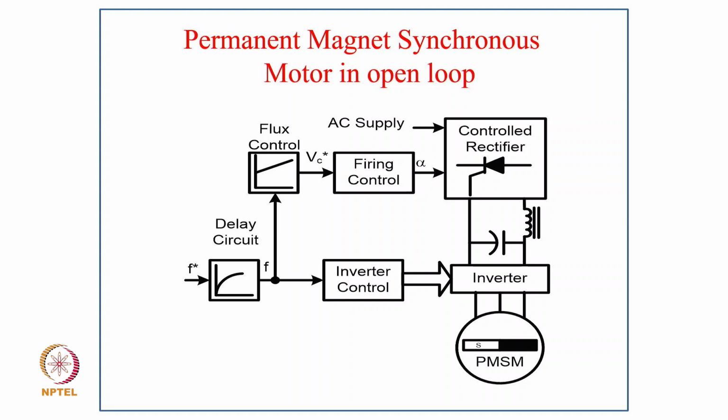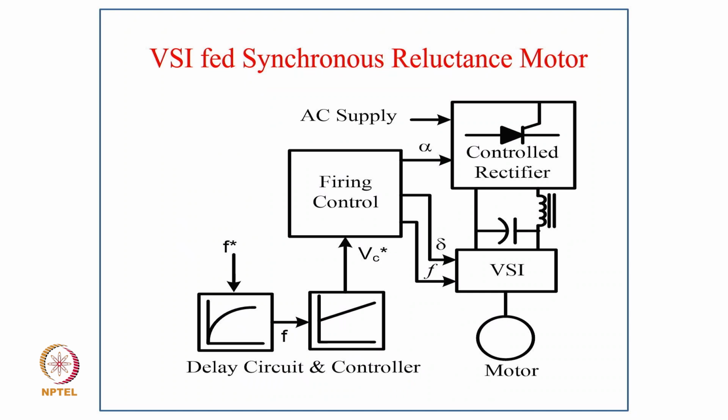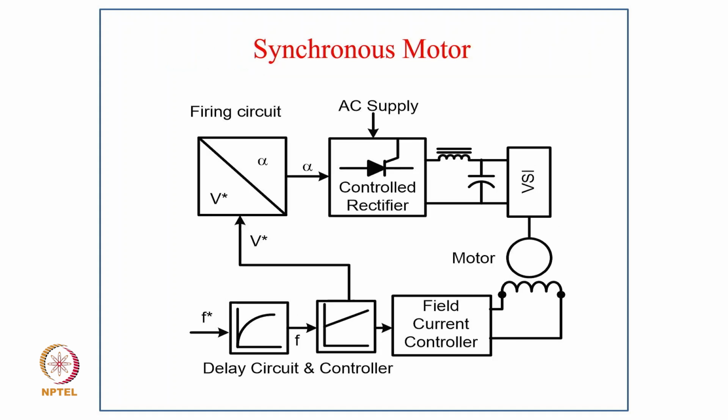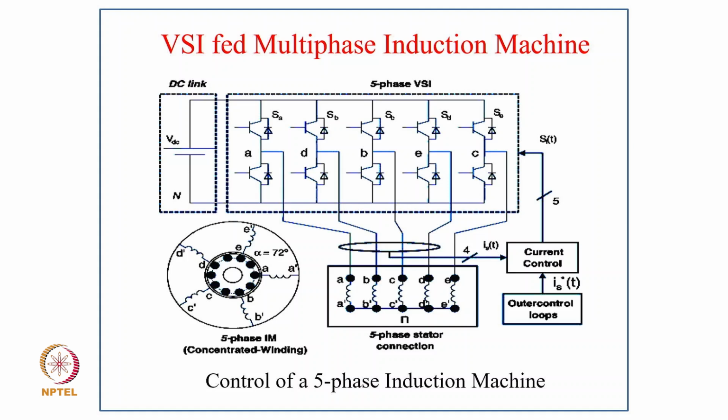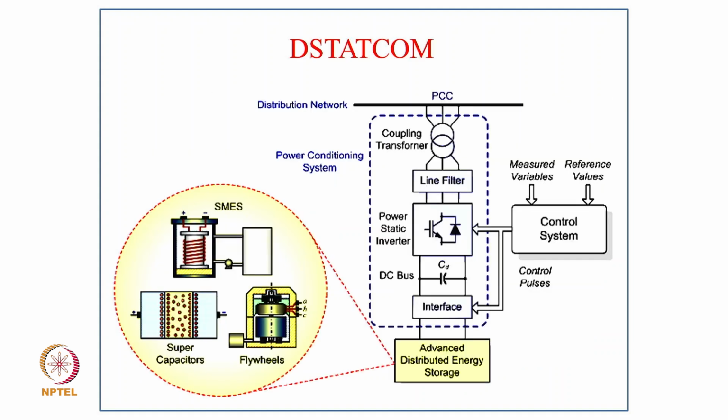And then typically the variable frequency control of permanent magnet synchronous motor. Then the closed loop control of permanent magnet brushless DC motor, which is used very extensively, fed from single phase for a large number of applications, including ceiling fans and many other applications. Then the VSI fed synchronous reluctance motor. Then the synchronous motor. And then VSI fed multi-phase induction machine and the UPS, uninterruptible power supply, very extensively used for many applications.